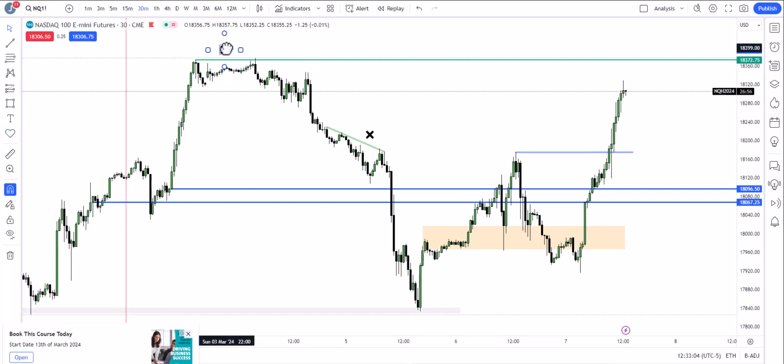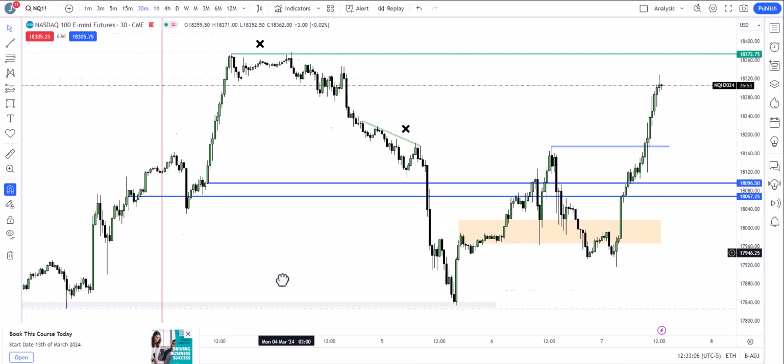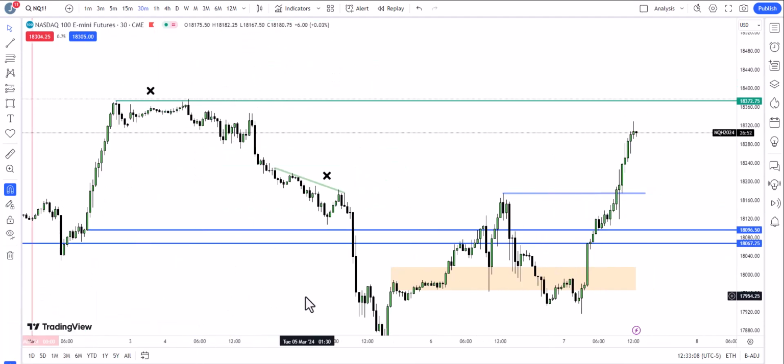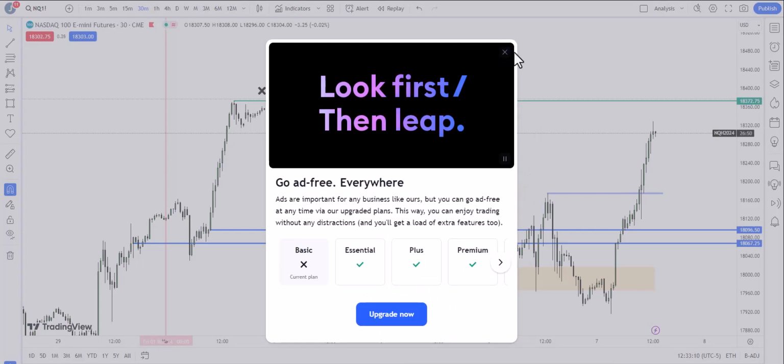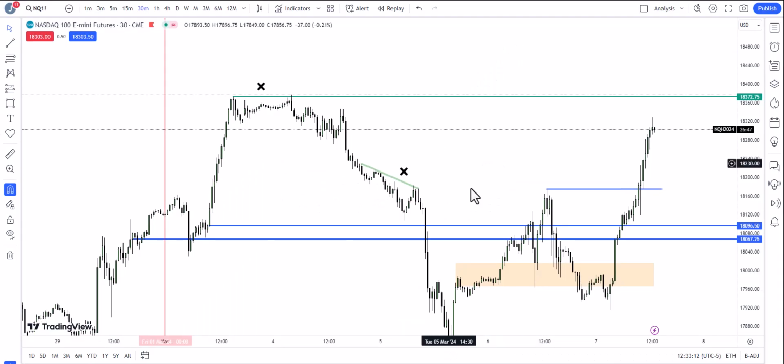A couple of new things I've been learning so far in my trading journey as well. Excuse the ads here, I'm not paying for TradingView, so forget that.